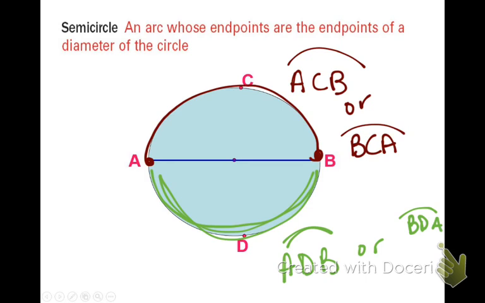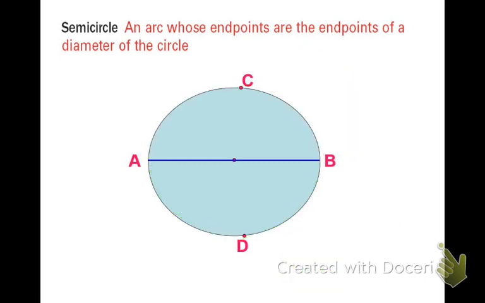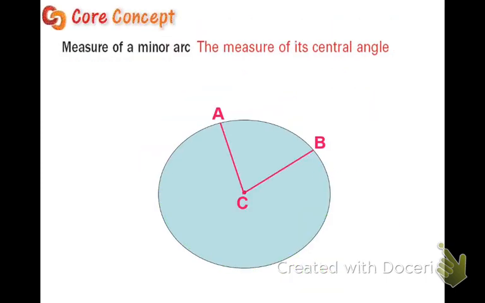All right, and how many degrees is a semicircle? 180. Good. So this is not on your notes. We're just going to talk about it. The measure of a minor arc is the measure of its central angle. So what that means, pick a number between 1 and 90.